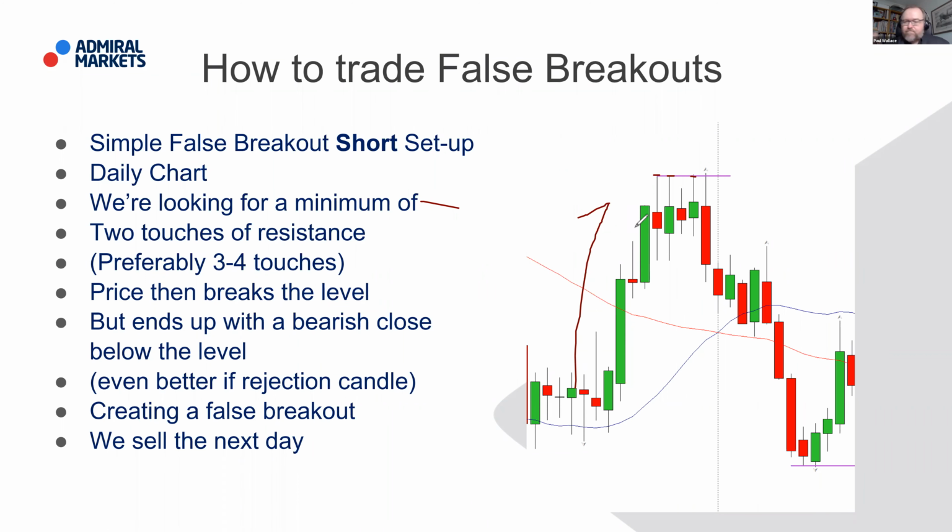That resistance level might have been created by an algo. Maybe it's been created by a big commercial seller. The truth of the matter is, you don't know. You can only trade what you see. As I said, you can look for at least two touches of resistance, but the reality, as you'll find with most trading, is that the more touches you have, the clearer that level becomes and the more solidity it will have. So preferably we're looking for three or four touches. This one has had three touches so far.